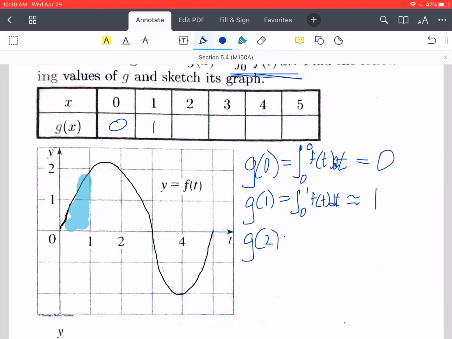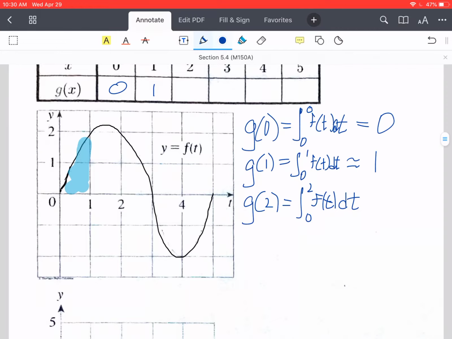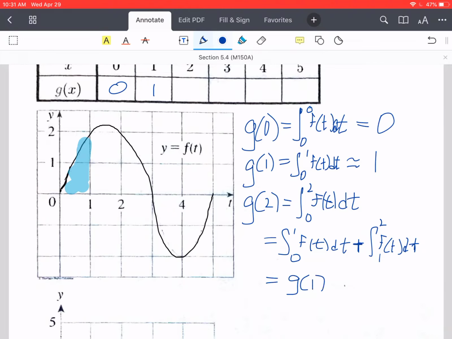So g of 2, this is the integral from 0 to 2 of f of t dt. And what we can do is we already know part of this integral, right? We know the piece of the integral that goes from 0 to 1, because we just found that in the part above here. So this is the integral from 0 to 1 plus the integral from 1 to 2 of f of t dt. Okay. So this first value, this is just, right, g of 1 plus the integral from 1 to 2 of f of t dt.